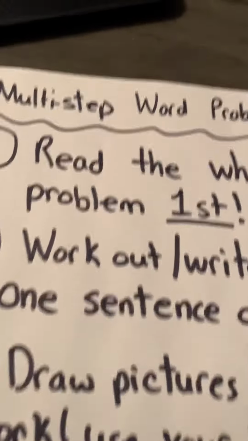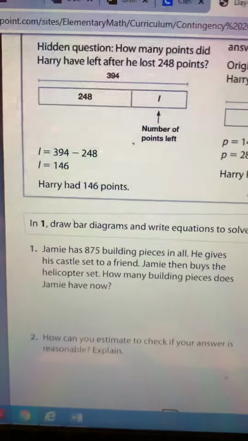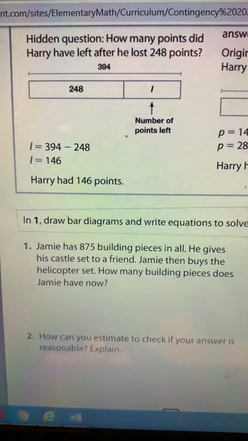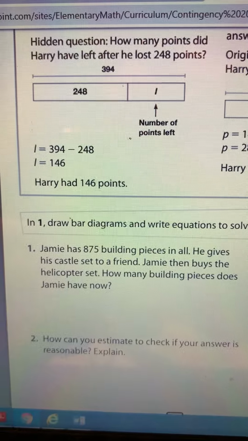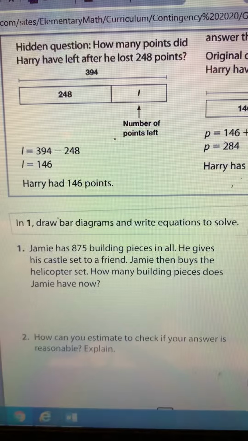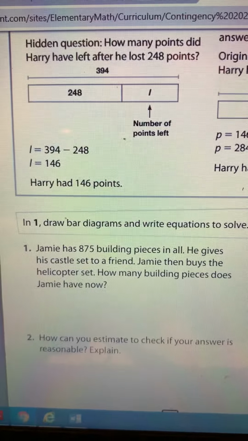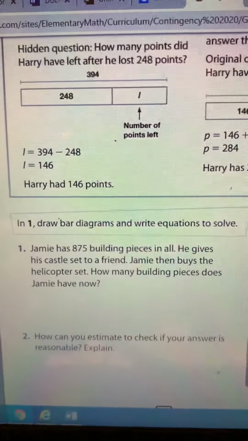So let's go ahead and start with number 1, which says read the problem first. So we're going to go ahead and read the problem so you can follow along with me on your paper. Number 1, Jamie has 875 building pieces in all. He gives his castle set to a friend. Jamie then buys the helicopter set. How many building pieces does Jamie have now? Okay, so I read that problem. I got a mental image in my head.